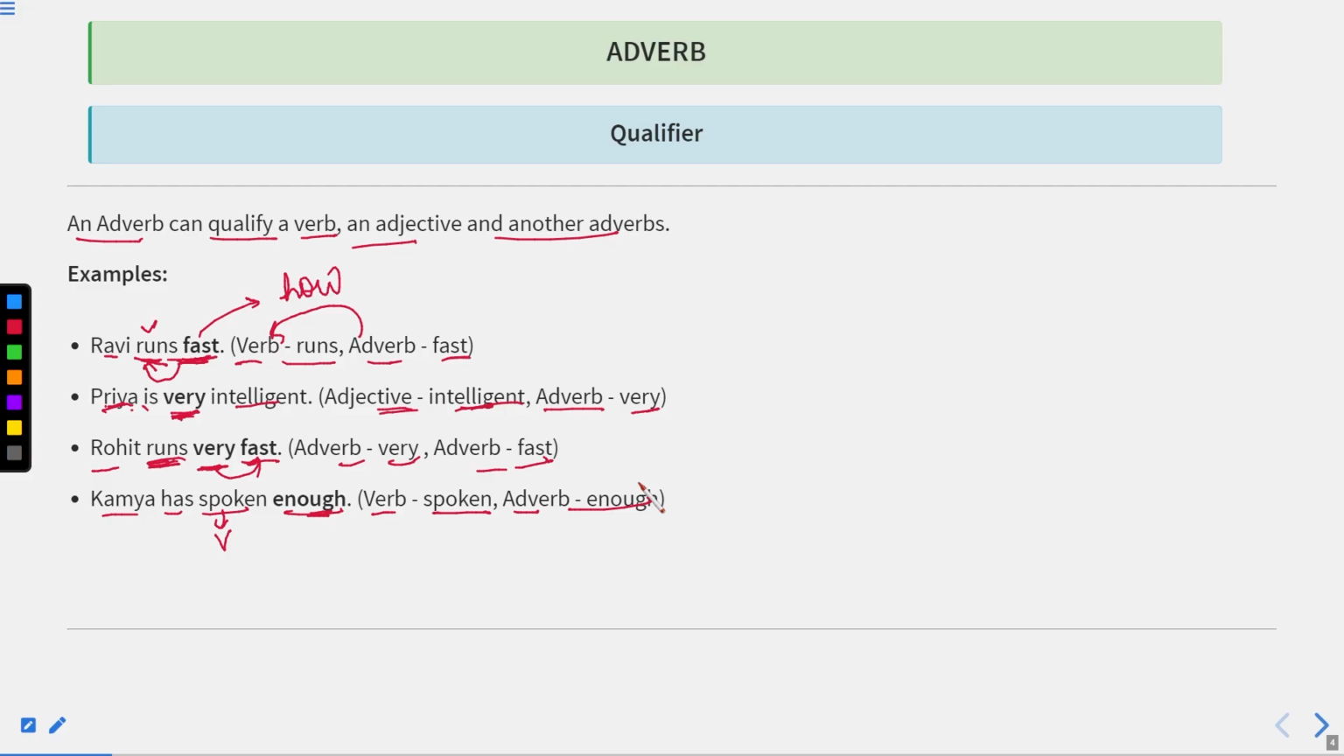So an adverb can also qualify the entire sentence. For example, fortunately, I was there at that time, or I was there at the time of the incident. Fortunately means by luck. So fortunately explains the entire sentence, why I'm saying that I'm lucky.